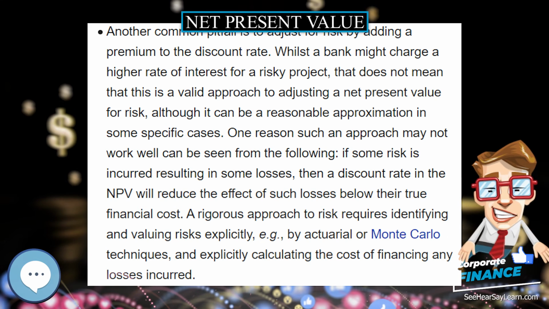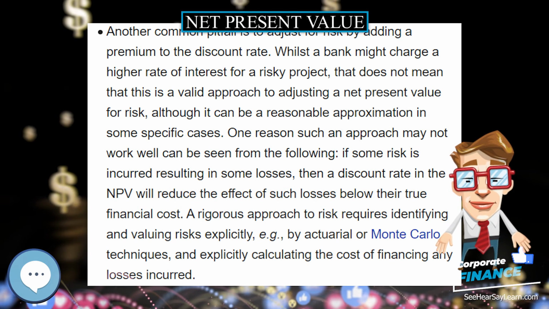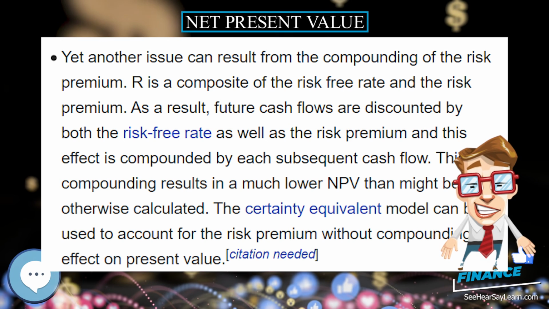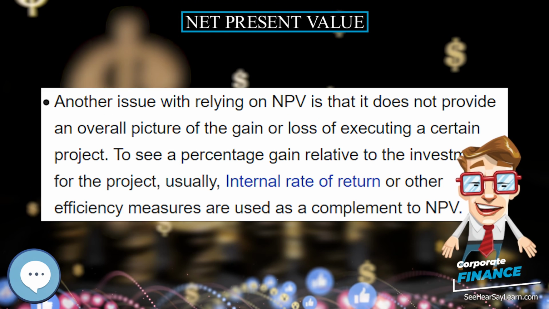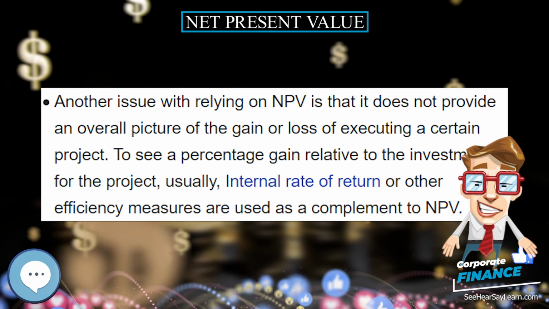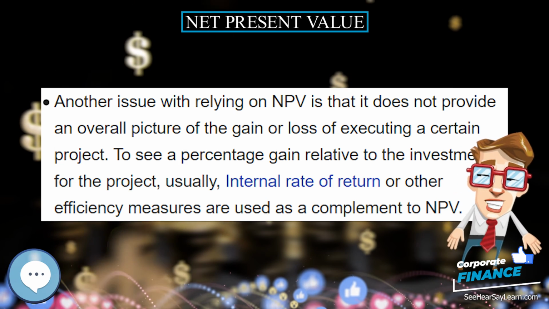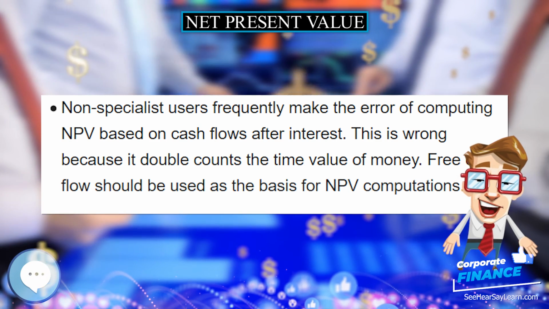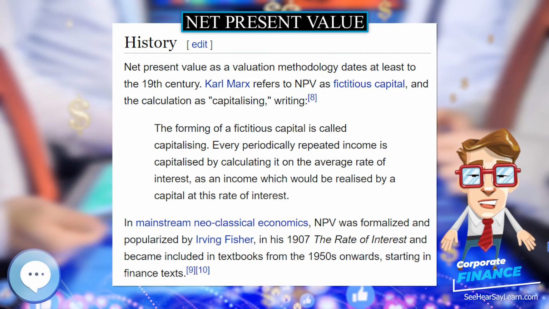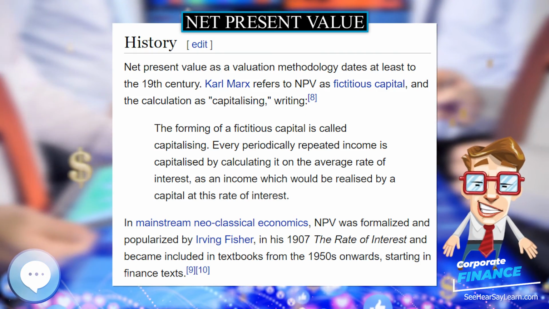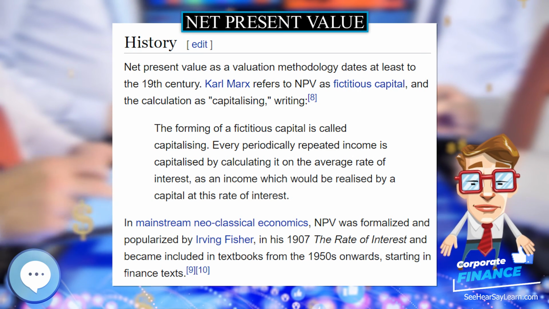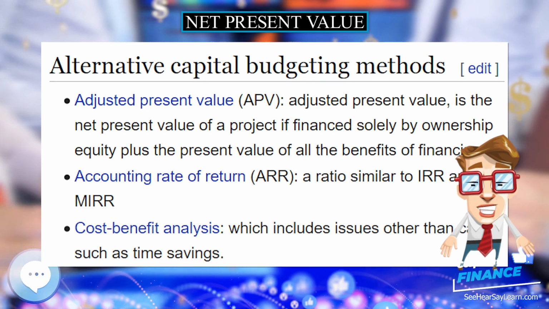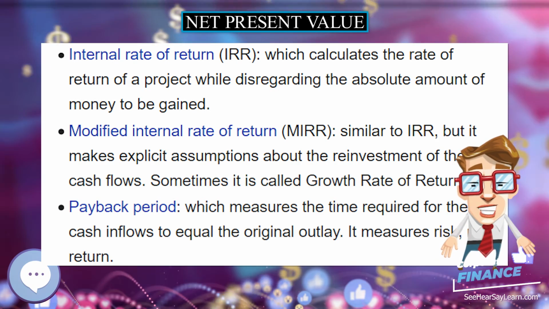Common pitfalls. History. Net present value as a valuation methodology dates at least to the 19th century. Karl Marx refers to NPV as fictitious capital, and the calculation as capitalizing, writing. In mainstream neoclassical economics, NPV was formalized and popularized by Irving Fisher, in his 1907 The Rate of Interest, and became included in textbooks from the 1950s onwards, starting in finance texts.